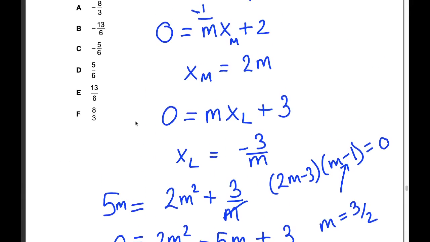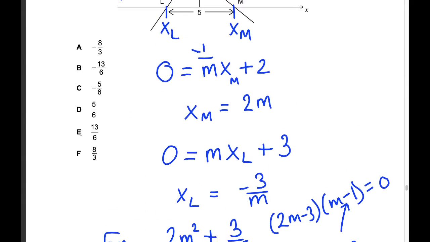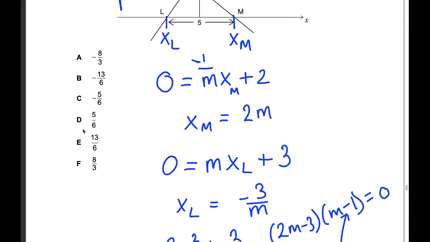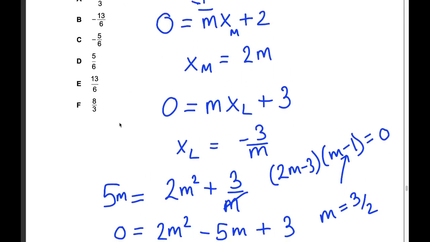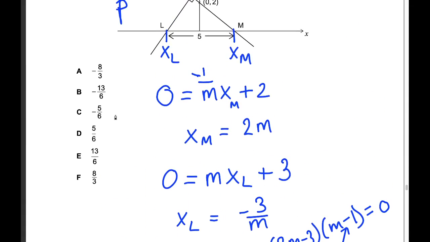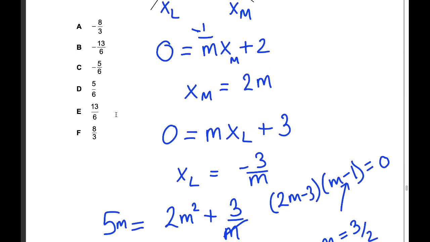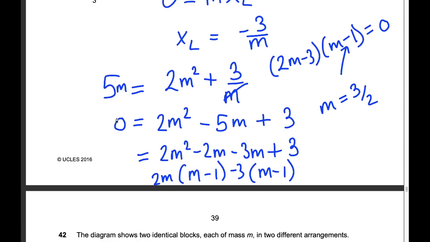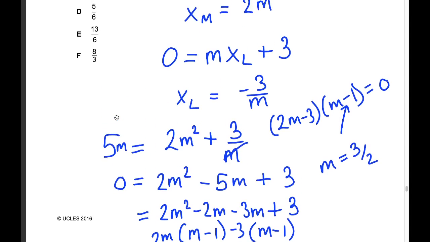Let's see if that's an option. I'm begging you. Is it an option? No, it's not. Must have made a mistake somewhere here then. Okay, where is that mistake? So xm is 2m minus 3. 2m is minus 3 over 2.